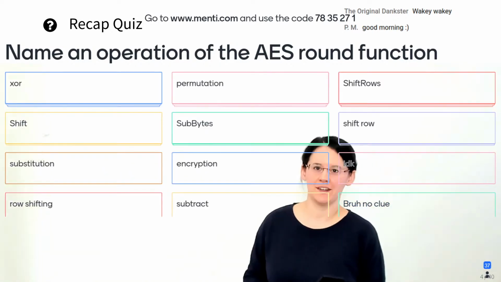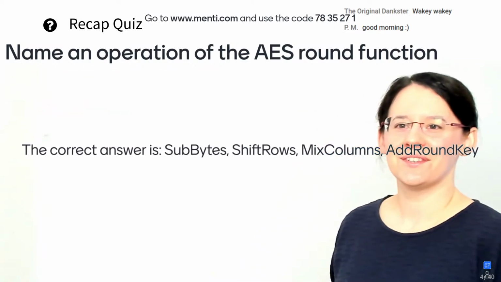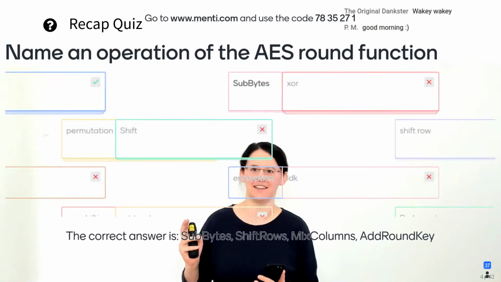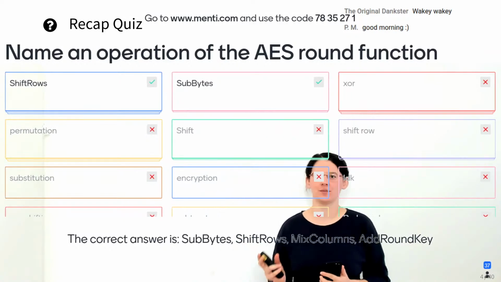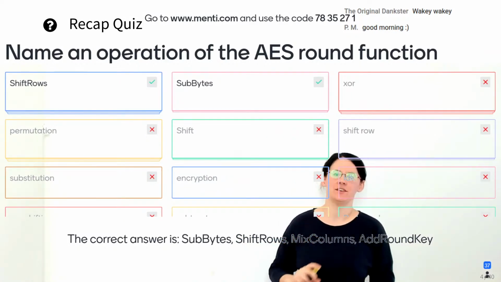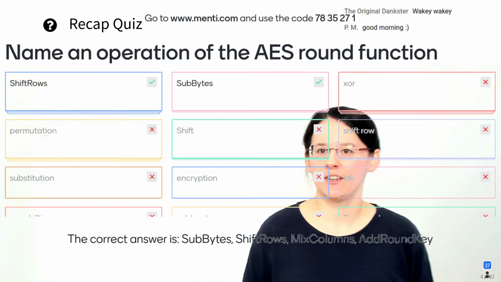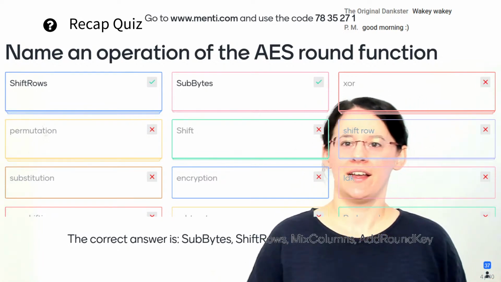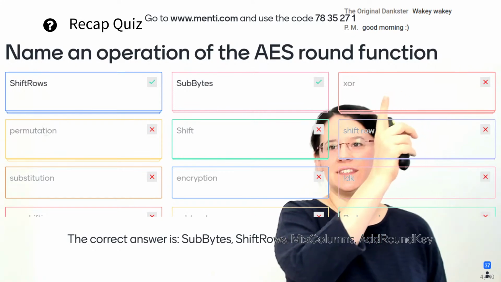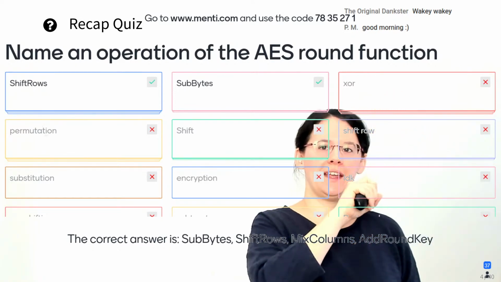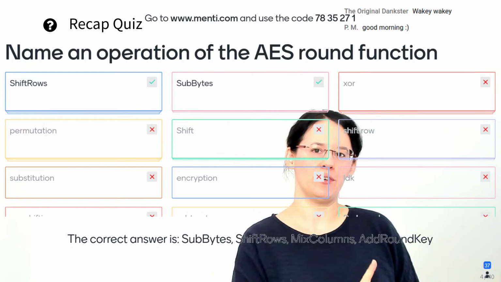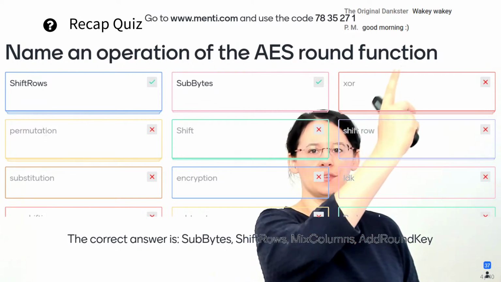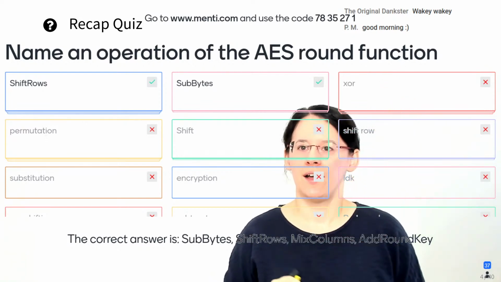Oh, we have quite a number of suggestions here. So the correct answer is any of this list: SubBytes, ShiftRows, MixColumns, and AddRoundKey. Let's see, ShiftRows was picked several times, SubBytes was picked several times, that's all correct. Someone listed XOR. This is not strictly speaking the name of an AES round function, however, AddRoundKey does nothing except XOR the key to the state.